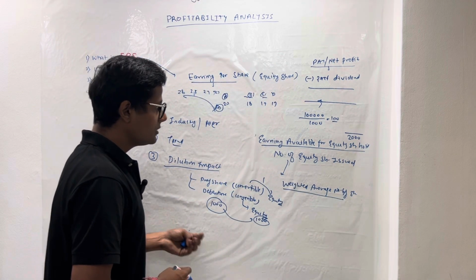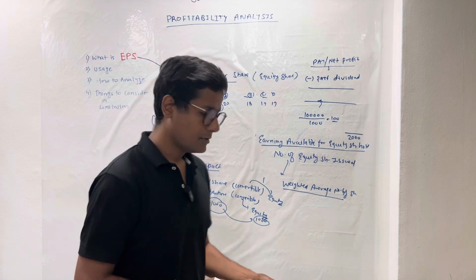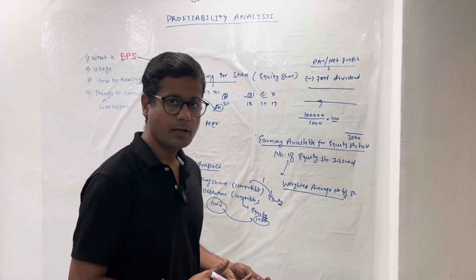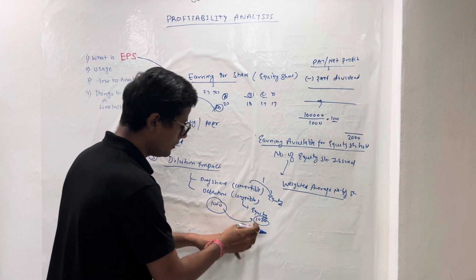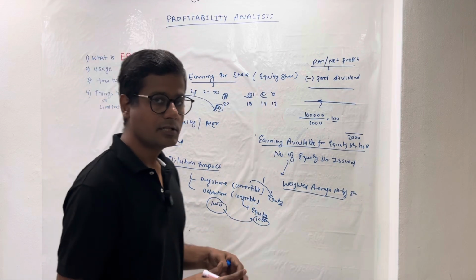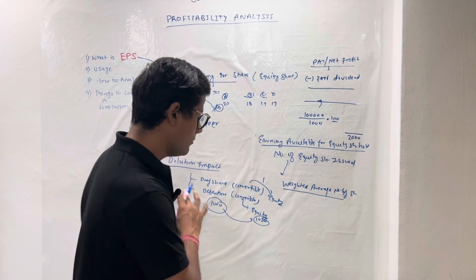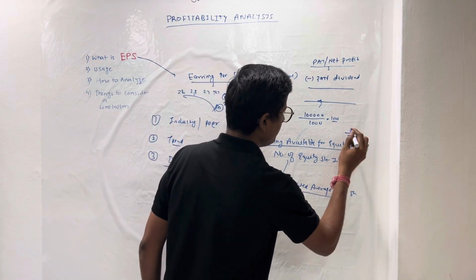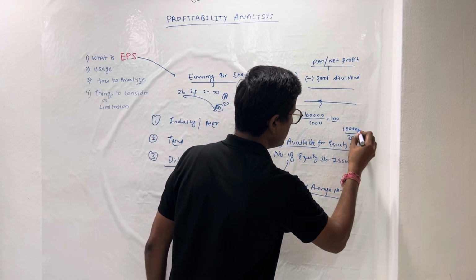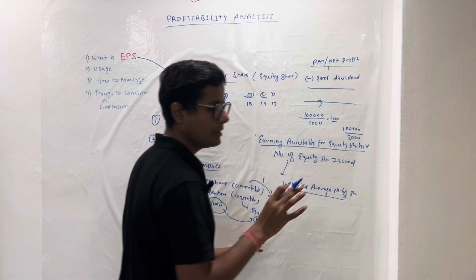But this will not change your profitability much because you are not getting any additional money. It's just the same debenture, you are just converting from debenture to equity. So it's not that you are getting additional money to increase your operation. Money would be the same, it's just the conversion. So the denominator would change, but the earnings mostly will remain the same.